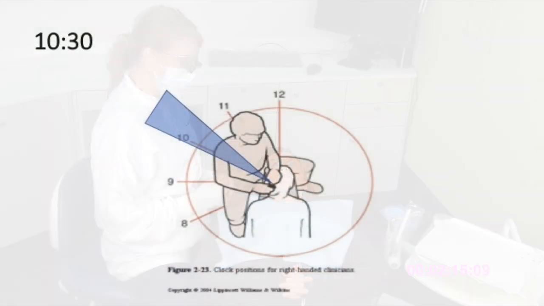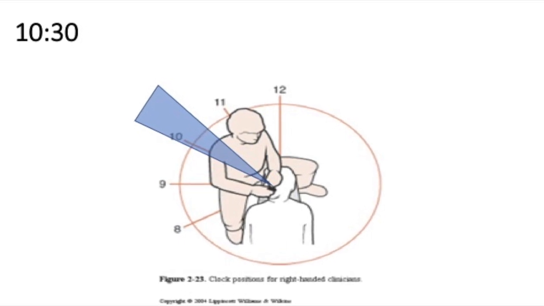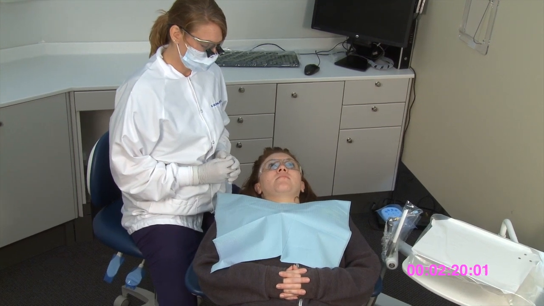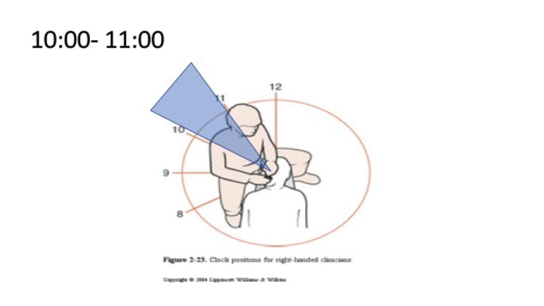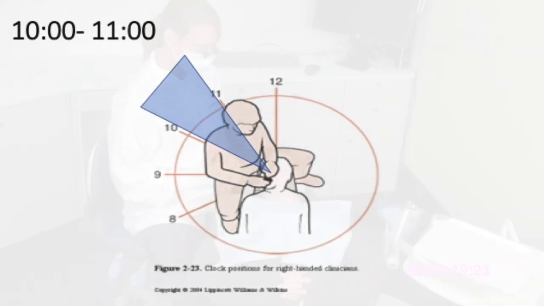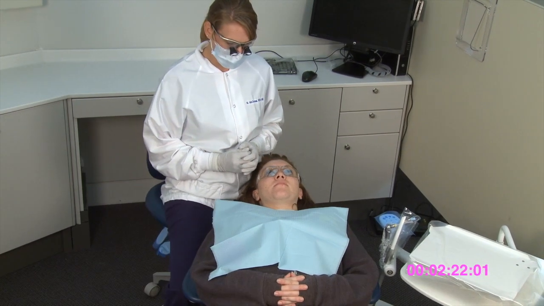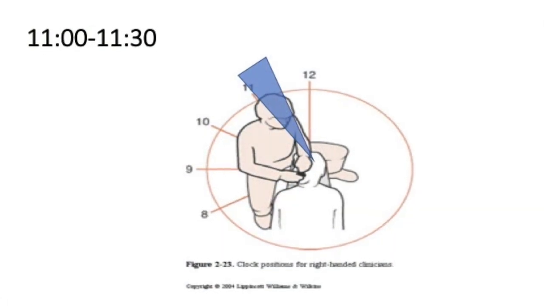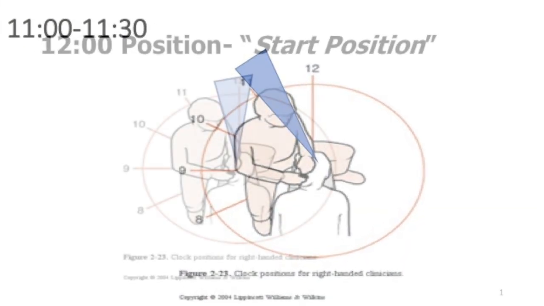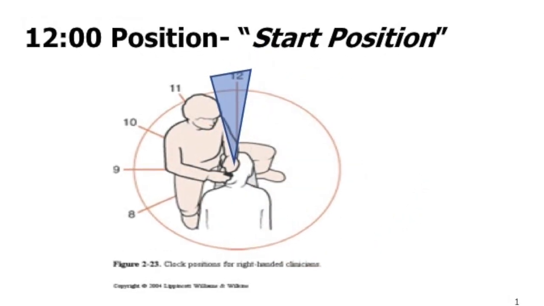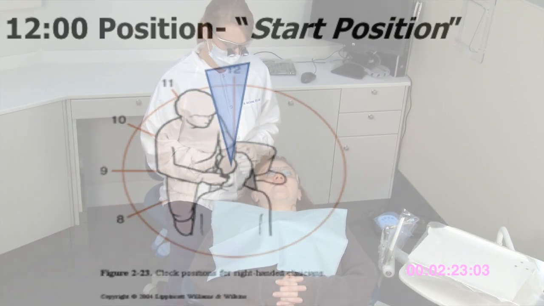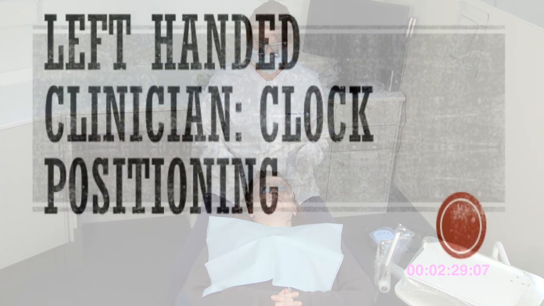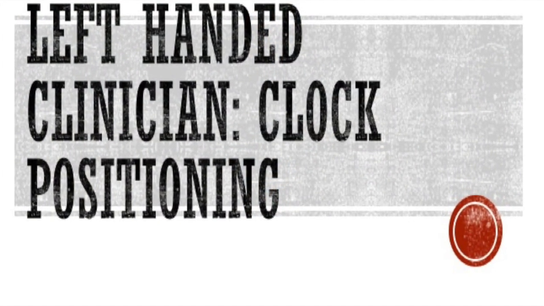You will next see the clinician move upwards into a 10:30 seating position. The navel of the clinician is near the patient's ear. The next seating position is a range between 10 and 11 o'clock. This position allows the patient to have a neutral neck and the clinician to have good visual. Finally, the next position is between 11 and 11:30, moving upwards to a 12 o'clock or start position. This position is where we often start and end our day, making sure that our patient is in the correct position. Let's look at the left-handed clinician seating positions.